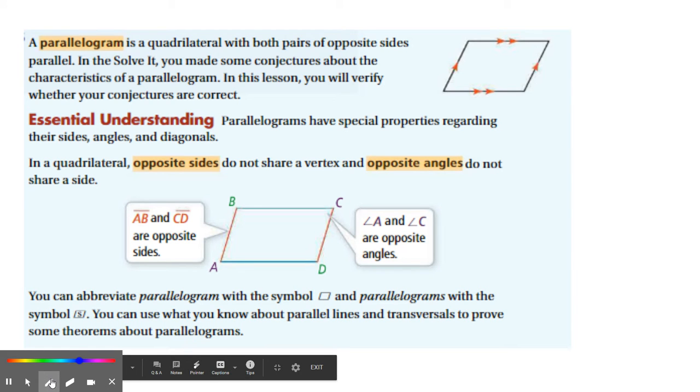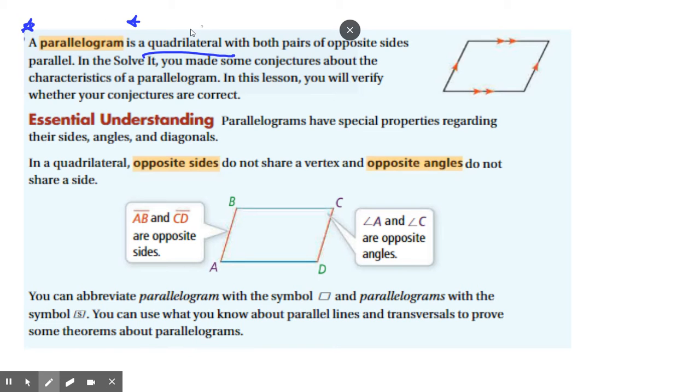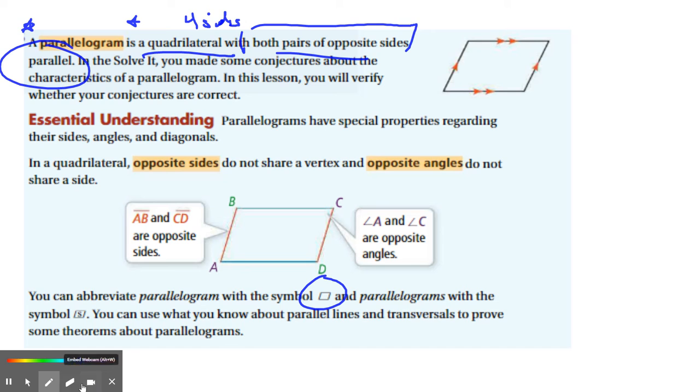A parallelogram. So this is a biggie. A parallelogram is a quadrilateral, 4 sides, right? 4 sides with both pairs of opposite sides parallel. That's the definition of a parallelogram, okay? Notice this is the symbol for parallelogram, the sideways or slanted rectangle.